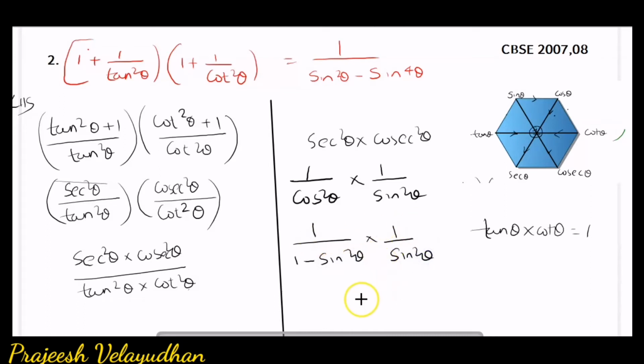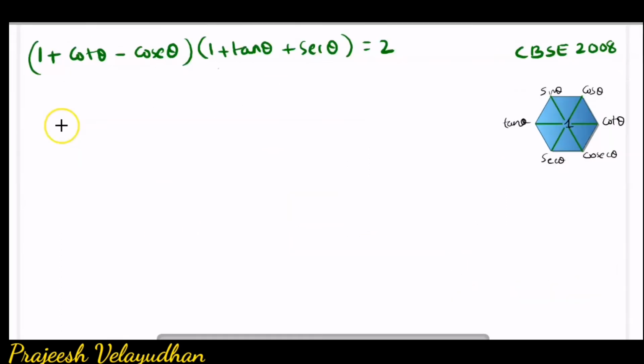Now numerator into numerator, so that is 1 into 1, 1. Denominator: 1 minus sin square theta into sin square theta. So this will be sin square theta minus sin square theta into sin square theta, that is sin square theta minus sin raised to the power 4 theta. So now this is equal to RHS. So LHS is equal to RHS.